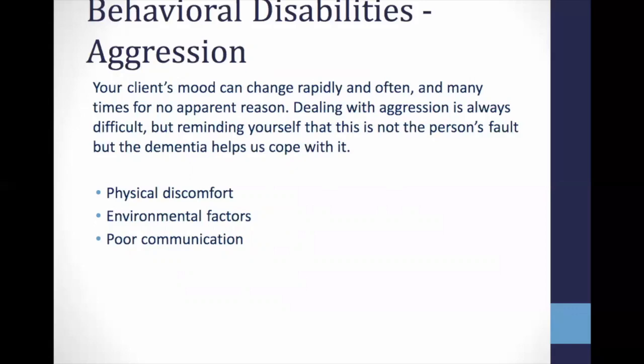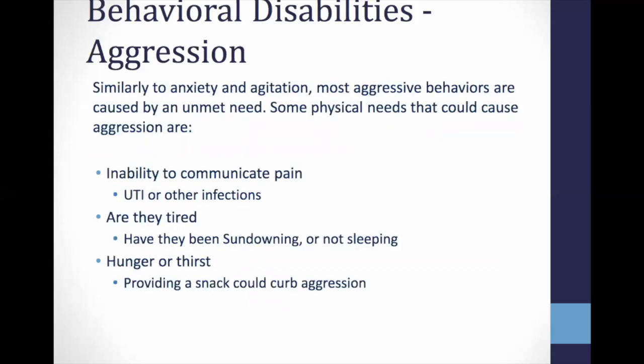Frustrations like this are obviously enough to make anyone mad or upset, not just your clients with dementia. But those who do suffer from dementia often can't remember why they feel the way they do, or have a much more difficult time trying to cope with the changes and things like that. Now, similar to the anxiety and agitation, the aggressive behaviors are caused by an unmet need most of the time. Not always, but it's a great place to start. So some physical needs that could be causing aggression are the inability to communicate pain.